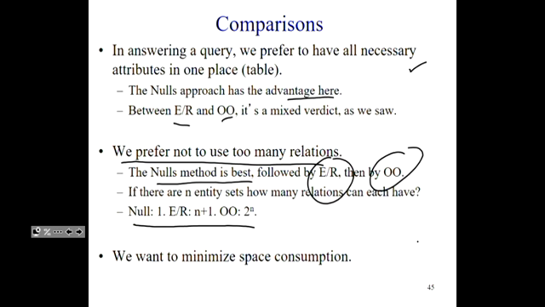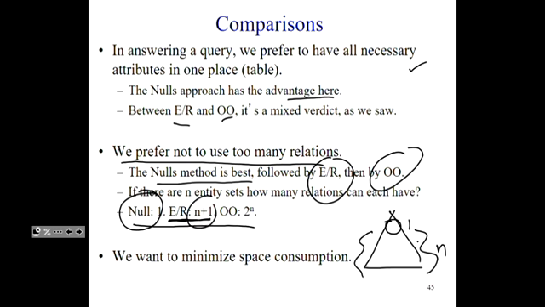So let's talk about the formulae again. If you have one root entity set and n children entity sets, or n descendant entity sets, how many relations can you have in the worst case? In the null valued case, it's just one. You know that it's always going to be one. In the ER case, you would have one corresponding to each of the subclasses and one corresponding to the root class, so you have n plus 1. Correct?